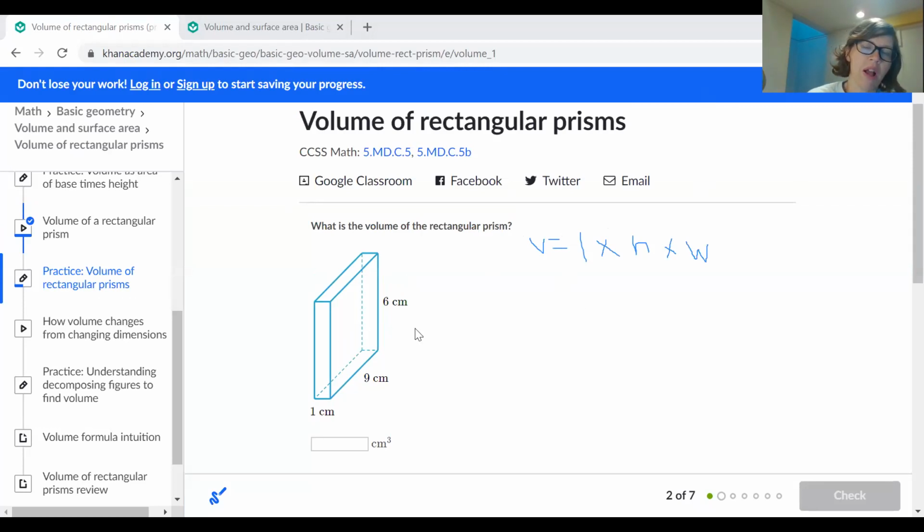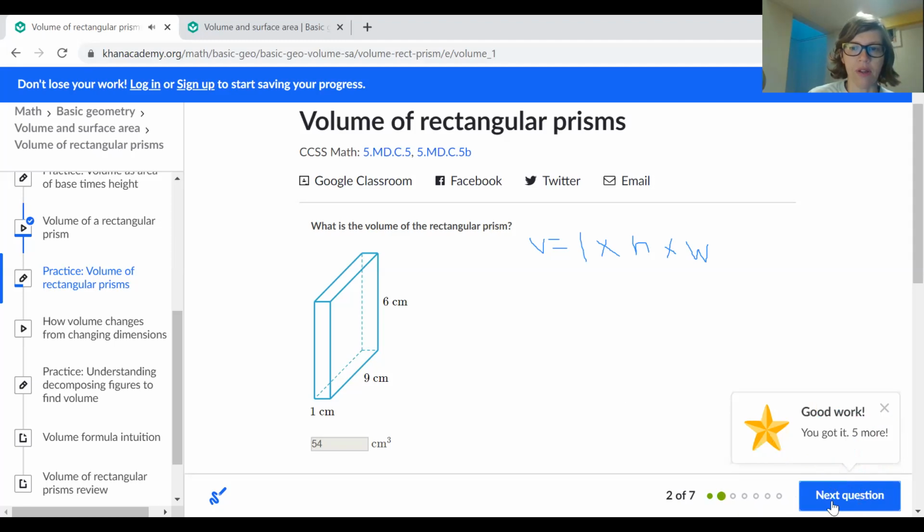So go ahead and practice that problem. This particular rectangular prism is 1 centimeter by 9 centimeters by 6 centimeters. I want you to go ahead and give that one a try, and then we'll check our answer in just a minute. You may use a calculator if you have one available on a computer or phone or just a regular handheld calculator. You're welcome to use a calculator. All right, so 1 times 9 times 6, I believe, would give us 54 centimeters cubed.